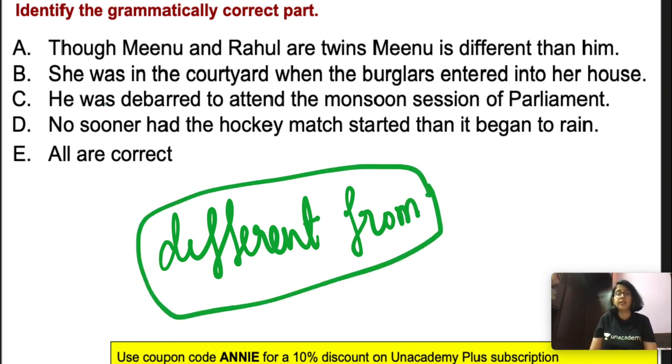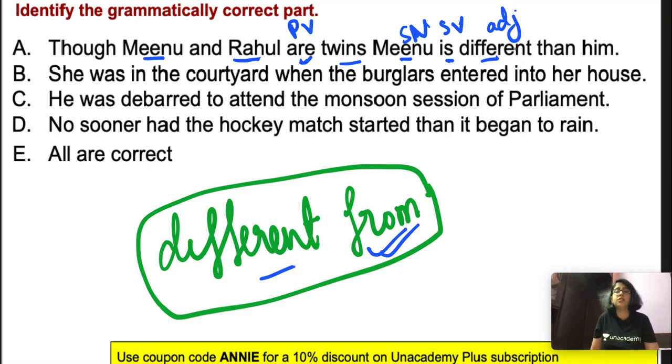Okay. Meenu and Rahul, here we have two nouns. That's why plural verb has been used. Twins, they are twins. Meenu is singular noun. That's why here we have singular verb. Meenu is different. Different is an adjective. And after different, always from is used. Than is not used. Okay, so different from him.